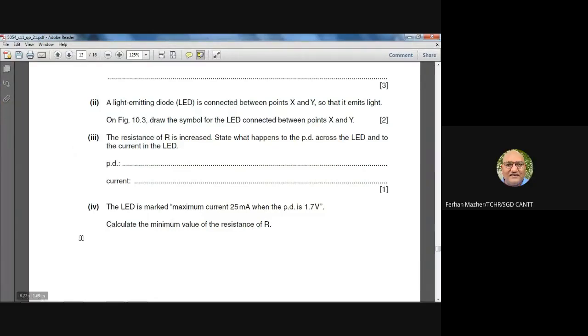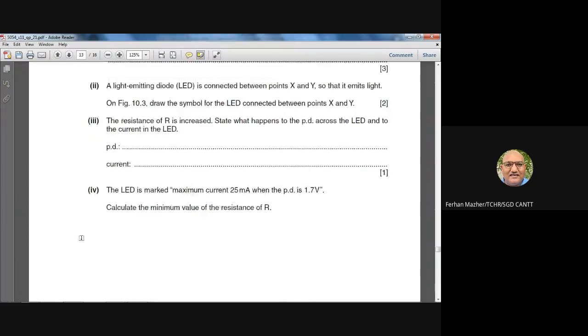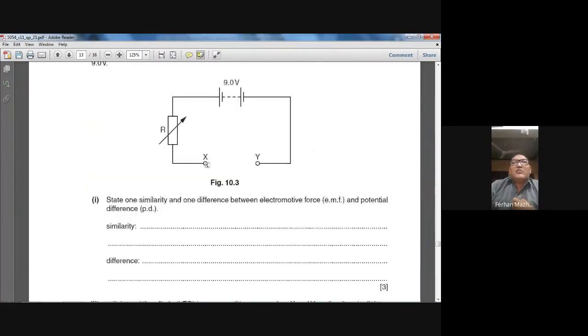The LED is marked with a maximum current of 25 milliampere and a potential difference of 1.7 volt. Calculate the minimum value of the resistance R. I know how much current is passing through the LED and how much is the voltage drop across the LED. If I know the voltage drop across the LED and the current flowing through it, I can find the resistance of the LED.